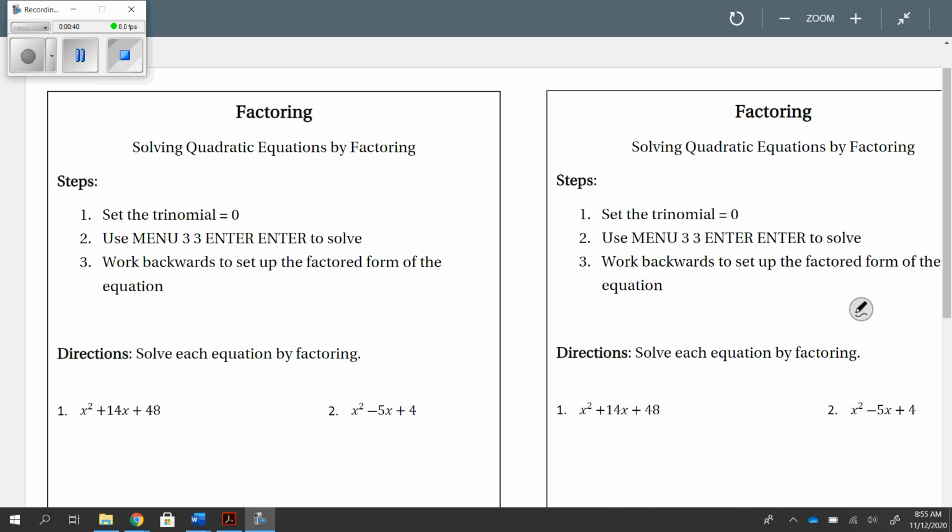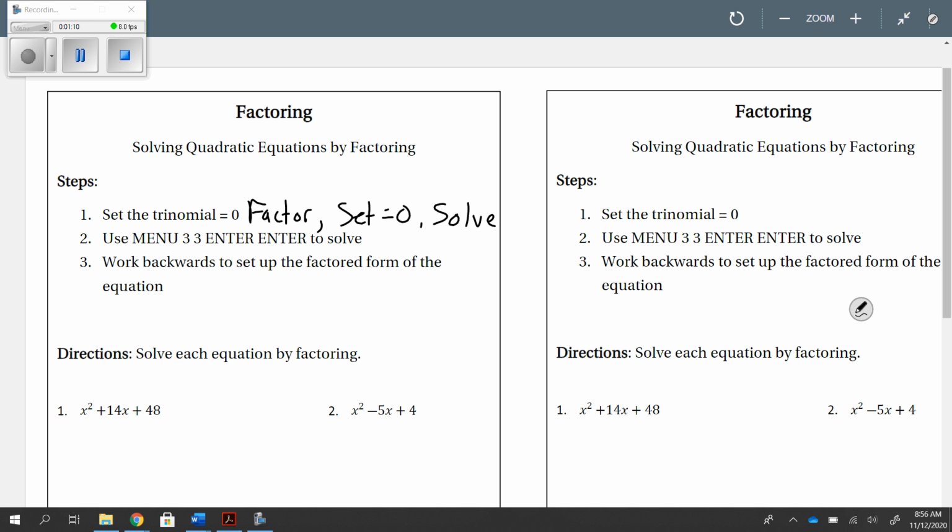And the way you do it by hand is step number 1 stays the same, set it equal to 0. Then you're going to factor it like we've been doing for the last week. After you factor it, you're going to have two parts, the x plus something, and then in the other parentheses, x plus something. Then you set each part to 0, and then you just solve, and you should get two answers. All right? So that's the way to do it by hand.